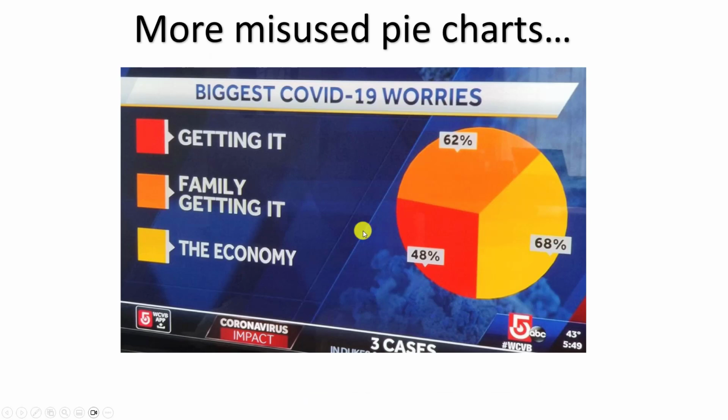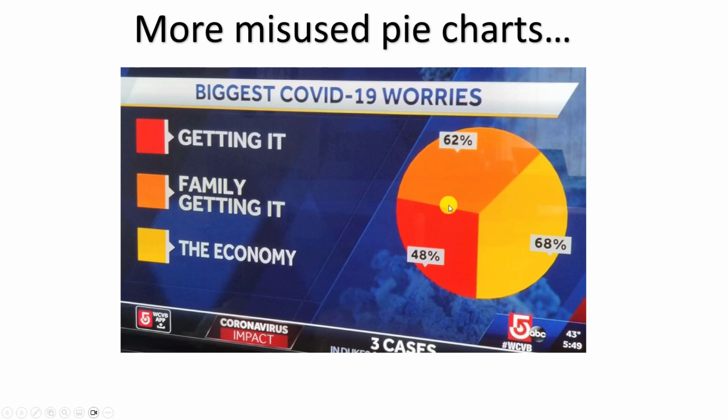So I have one more example here of a misused pie chart, biggest COVID-19 worries. Back in 2020 when this was more of a pressing topic, people were surveyed and asked, what's your biggest worry about COVID-19? Either getting it, your family getting it, or the economy. And once again, you can see that the percentages add up to much more than 100%.